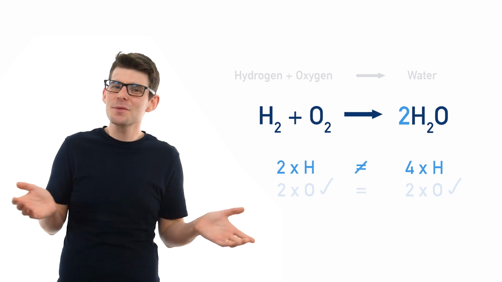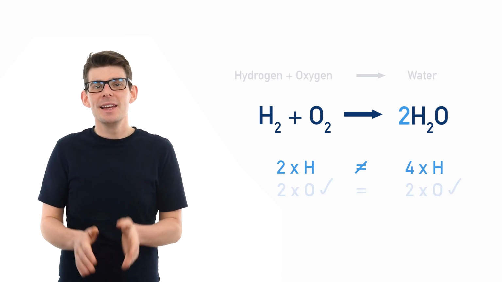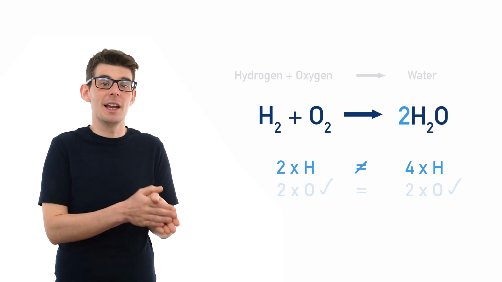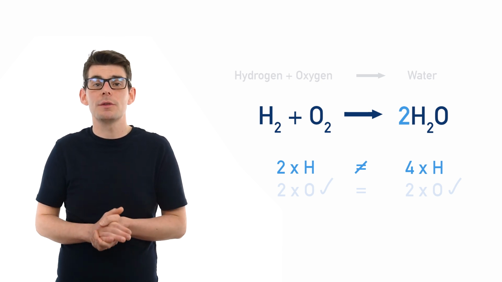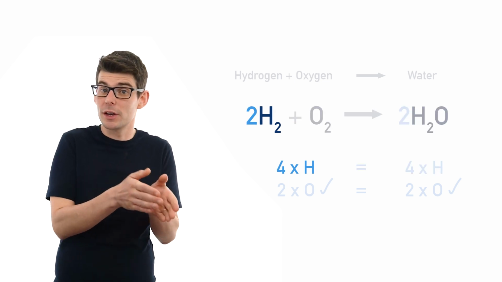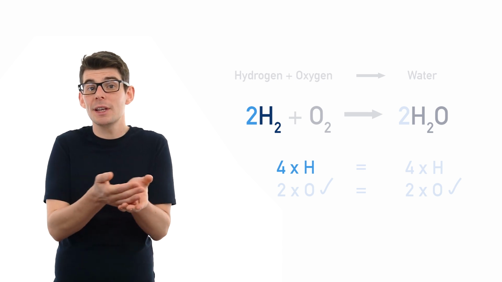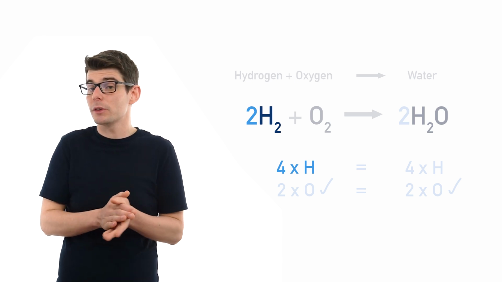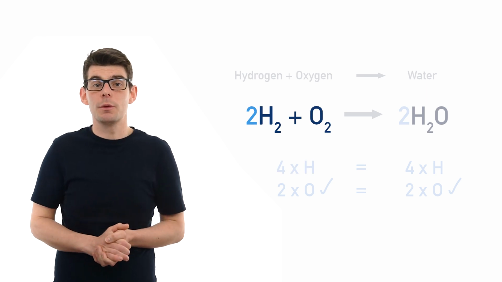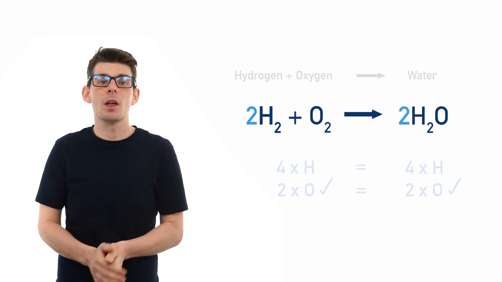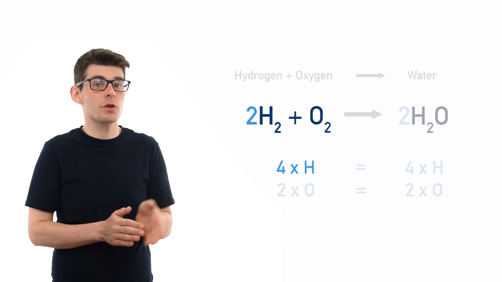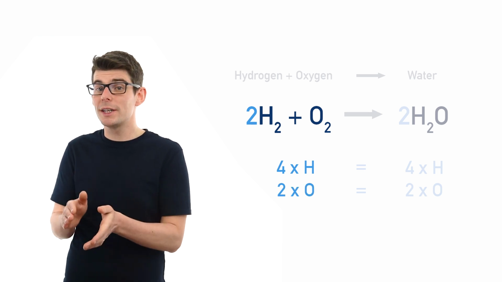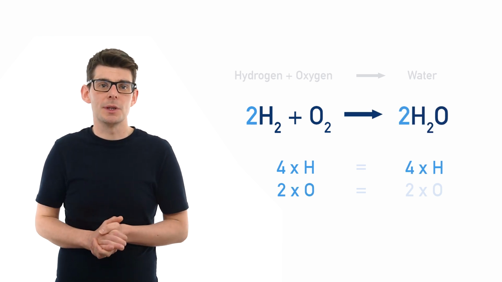I know, it's a really annoying process this. To get 4 lots of hydrogen on the left side, we would need 2 lots of H2, as 2 lots of H2 give 4 times hydrogen in total. This would now give 2H2 plus O2 equals 2H2O. Final check. On the left, 4 times H and 2 times O. On the right, 4 times H and 2 times O.